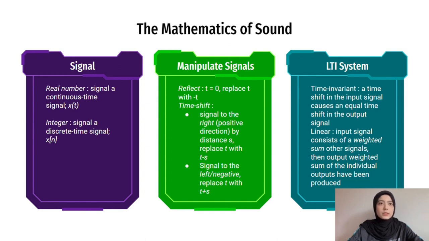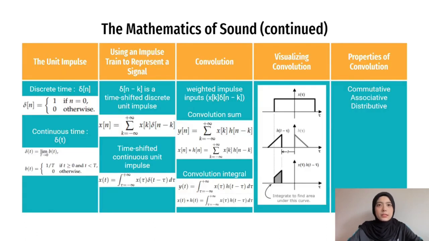Time invariant: a time shift in the input signal causes an equal time shift in the output signal. LTI is useful for two reasons: it is well understood and easy to work with mathematically, and many real physical systems in the fields of audio, propagation theory, electronics, mechanics, and fluid flow can be modeled accurately. Next, the unit impulse. Discrete time uses delta square bracket n, while continuous time uses delta bracket t, using an impulse train to represent a signal.